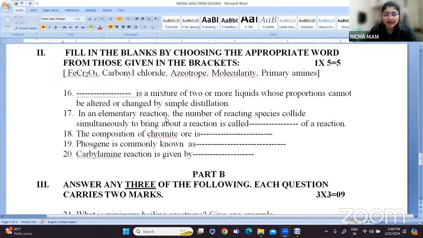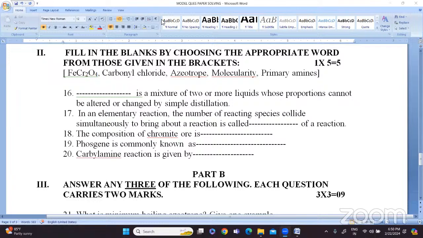Dash, in an elementary reaction, the number of reacting species colliding simultaneously to bring about a reaction is called dash of a reaction. Yes, Dhanush and Vedvati have answered it right. It is molecularity. Yes, the answer is molecularity.